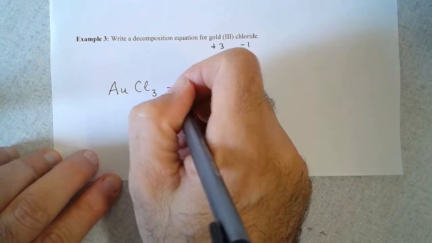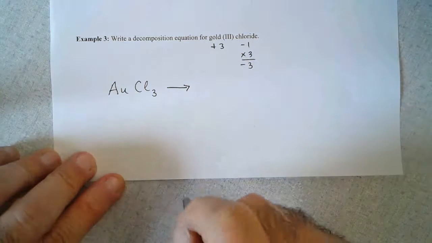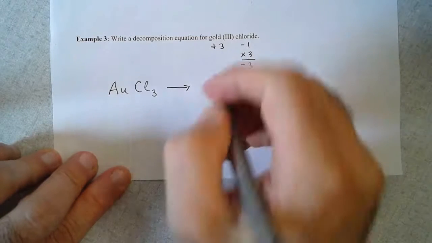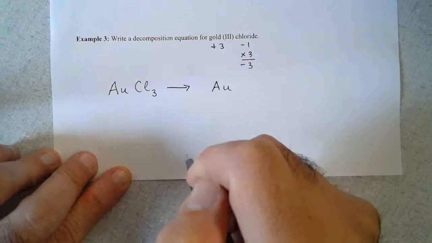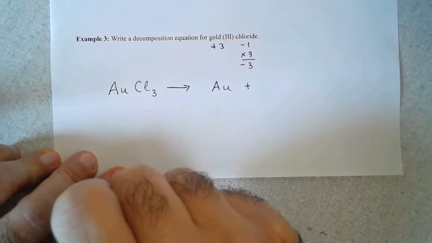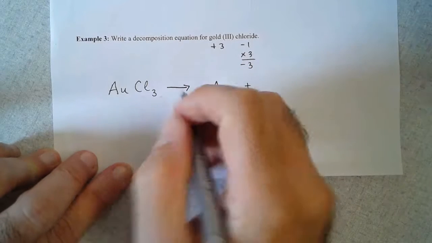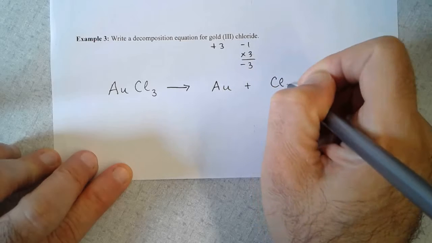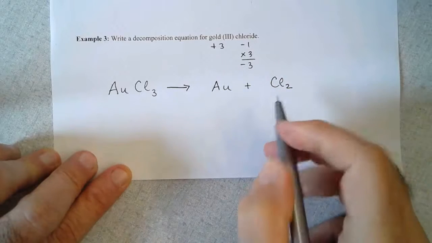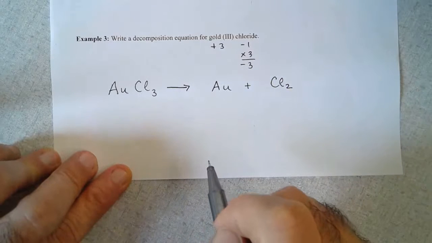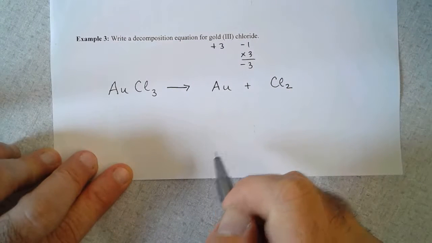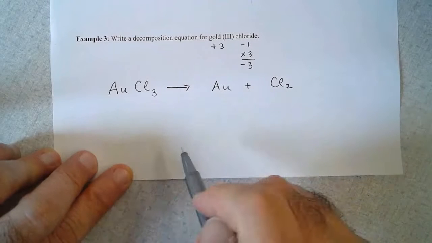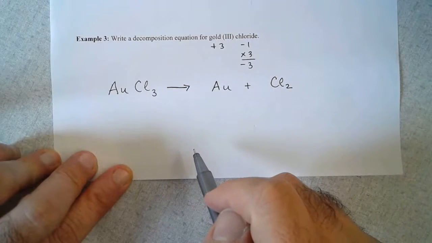Now we have to try to figure out what the products are going to be. Since this was an ionic compound made up of these 2 types of particles, it would make sense that my products are going to be gold on its own plus chlorine on its own. But again, as we saw just before, chlorine doesn't exist as a single atom. It exists as a diatomic molecule. So you have to recognize that you need to use Cl2. And so now we've got our skeleton equation with our 1 reactant, 2 products. Let's now balance this out.